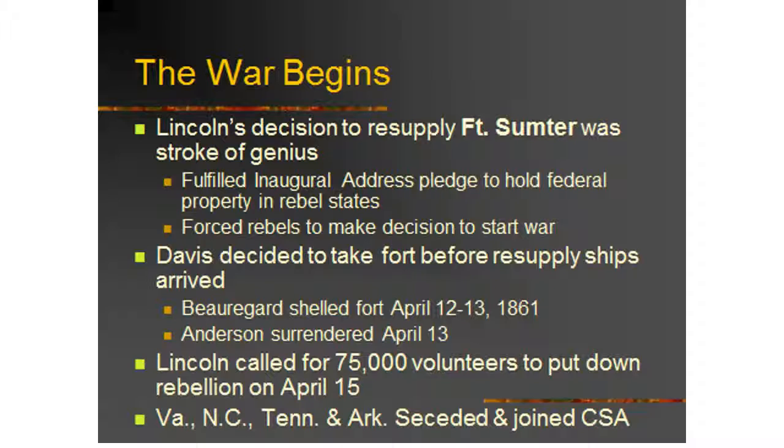Lincoln started to ask for volunteers to build up an army. 4 more states decided to secede. You have Virginia, North Carolina, Tennessee, and Arkansas. So now the CSA is made up of 11 states. And the Civil War has now begun.